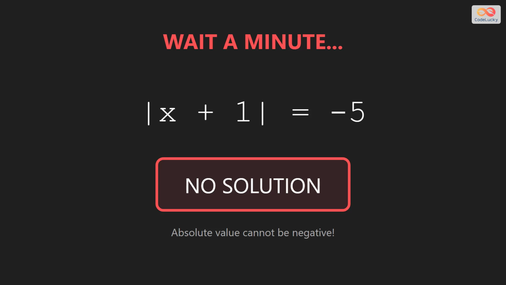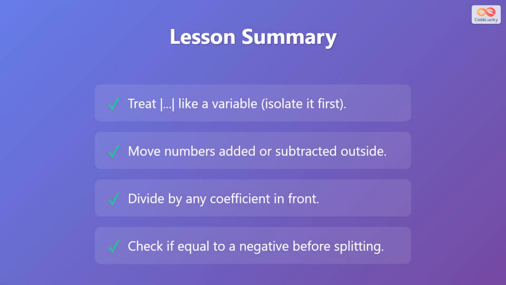So we have the absolute value of x plus 1 equals negative 5. Wait, absolute value represents distance. Distance cannot be negative. This equation claims a positive distance is equal to a negative number. That is impossible. So the answer is simply no solution.